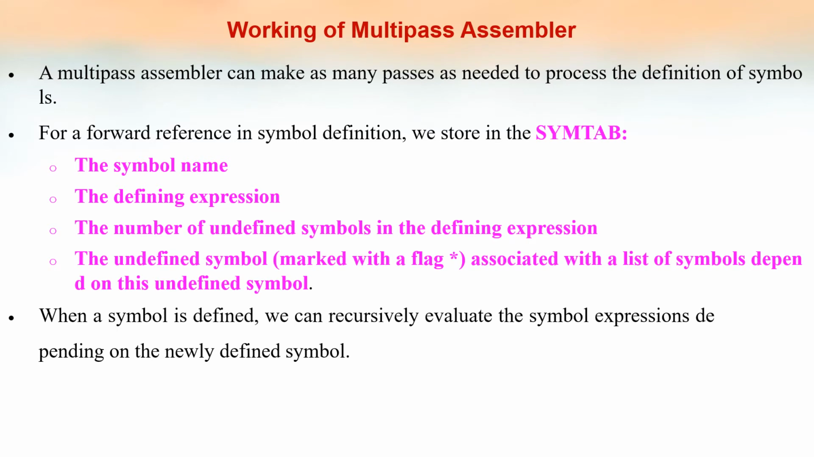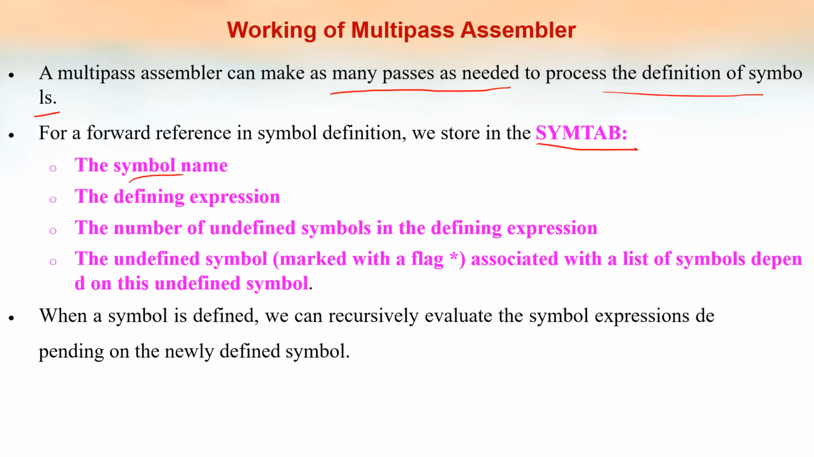Working of a multi-pass assembler. A multi-pass assembler can make as many passes as needed to process the definition of symbols, which means in the symbol table all the symbols' addresses have to be obtained. For that the multi-pass assembler can make as many passes as possible. And here the SymTab differs from the previous one-pass and two-pass assemblers. Normally the symbol table SymTab contains the symbol name and the address value.